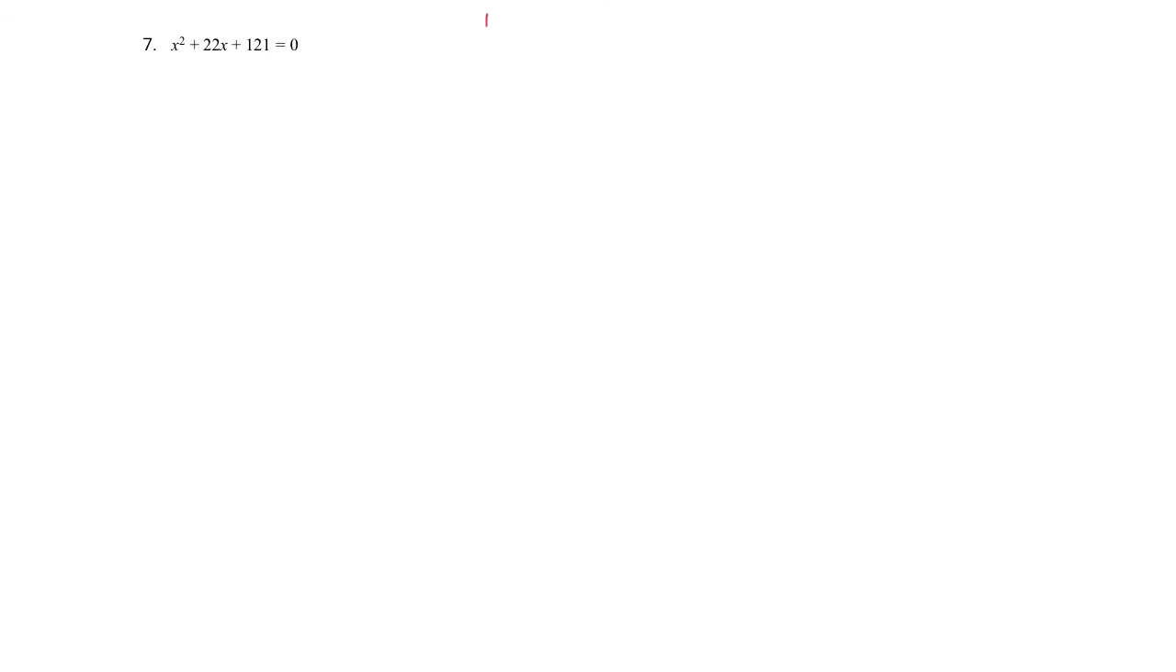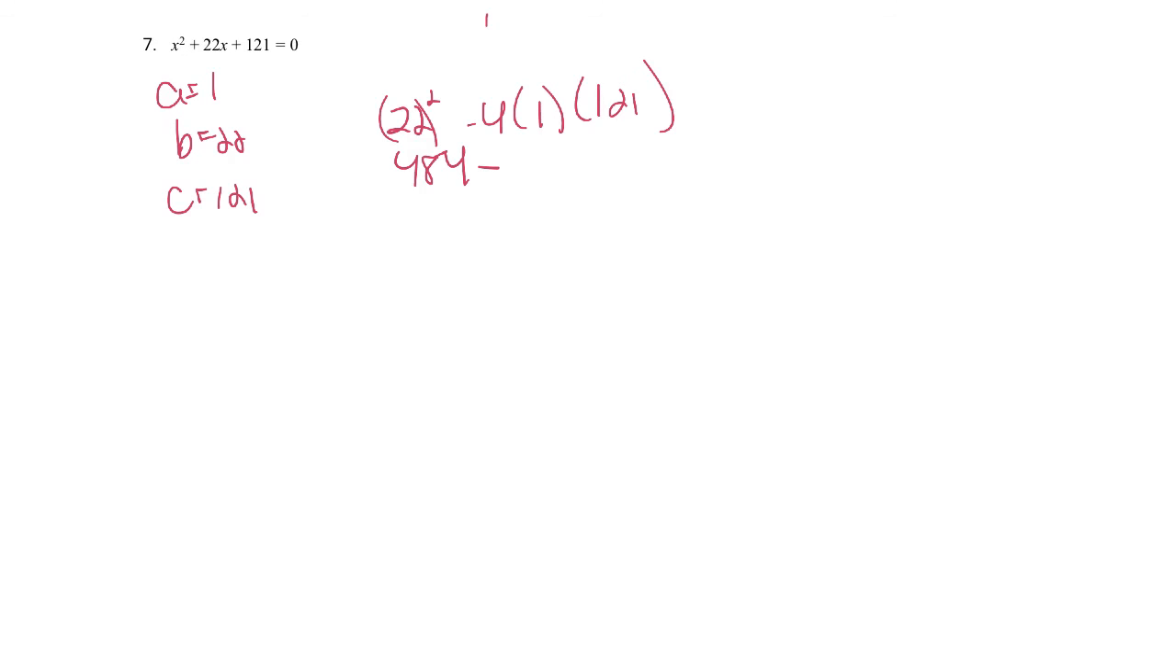Try this last one on your very own. You can do it. Ready, set, go. All right, I get a is 1, b is 22, and c is 121. I see the discriminant. b squared, 22 squared, minus 4 times a times c. So 22 squared is 484 minus 4 times 1 times 121 is 484. So my discriminant is 0. And if you look above, when your discriminant is equal to 0, you'll have 1 real rational root. Hallelujah, we totally did it.